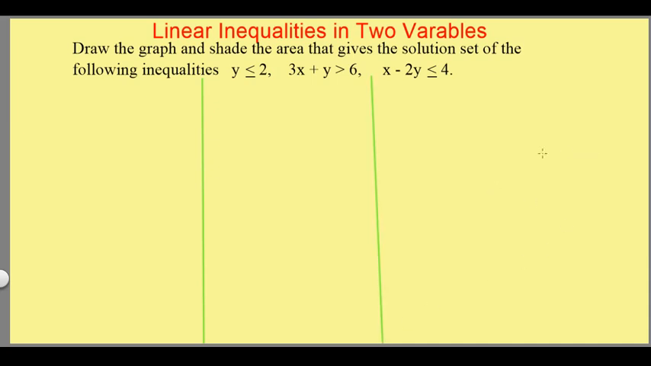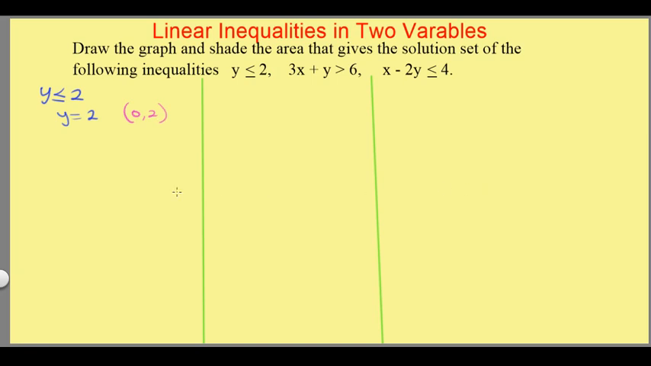Okay, so for the first inequality, y is less than or equals to 2. So this is very easy. Just set this inequality sign to equals to. That means we can interpret it as y equals to 2 when there is no x. So the point at this region is point 0, 2. There is no x value.